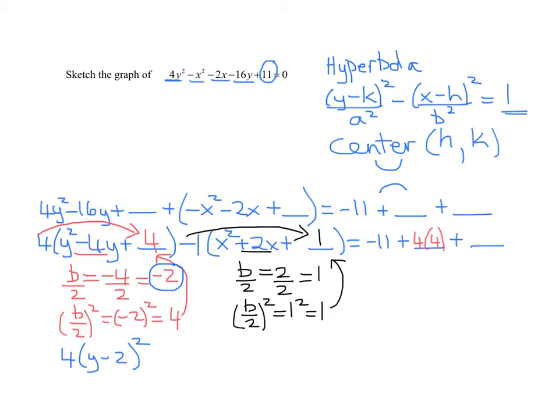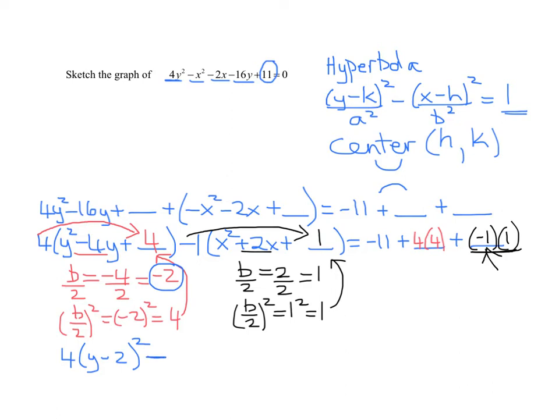I've added negative 1 times 1. So really, I have subtracted 1 from the left-hand side, and so I must subtract 1 from the right-hand side. So be really careful to make sure you're subtracting the same number from both sides. So now we're ready to complete the square.